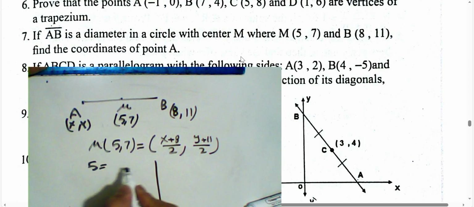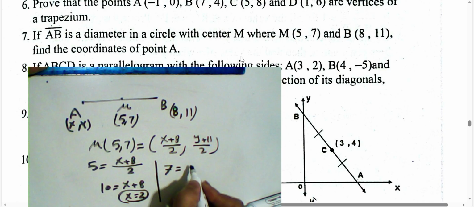Then 5 equals X plus 8 divided by 2. 2 times 5, 10. 10 equals X plus 8. Then the value of X equals 2. 7 equals Y plus 11 over 2. 2 times 7, 14. 14 equals Y plus 11. And the value of Y equals 3.